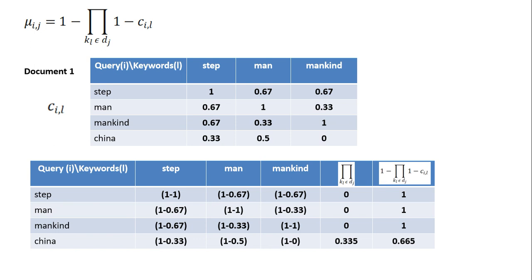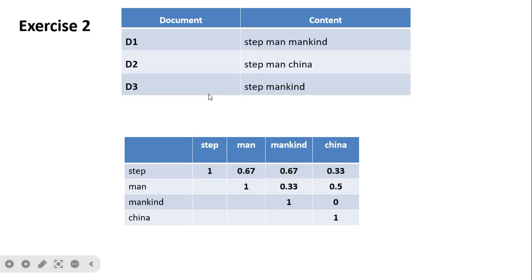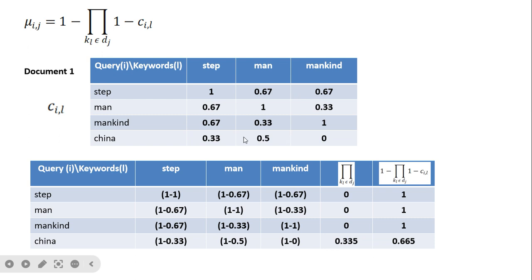Next step is to find out the membership value. So we will find out the membership value with document 1. In document 1 the keywords are step, man, mankind. So in this way we are finding out the values. We will write down all the values from this table to here. Then here 1 minus 1, when 1 minus 1 is there, there is no need to calculate this value. We will directly get the membership 1, and in this way we will follow the same procedure for man also.